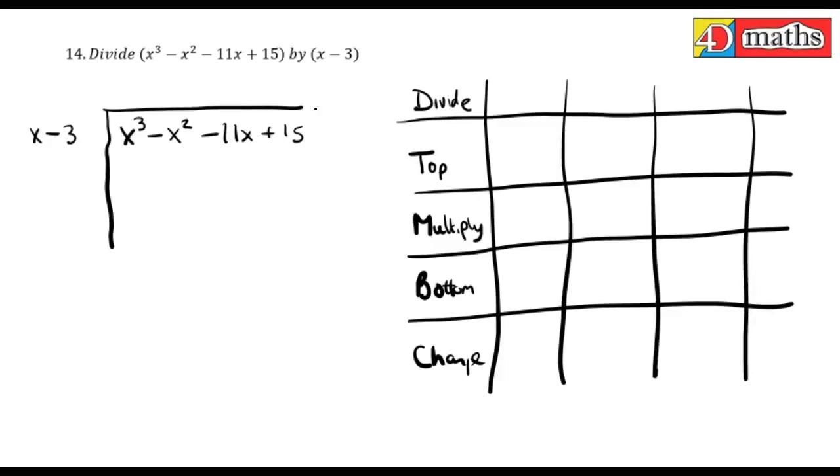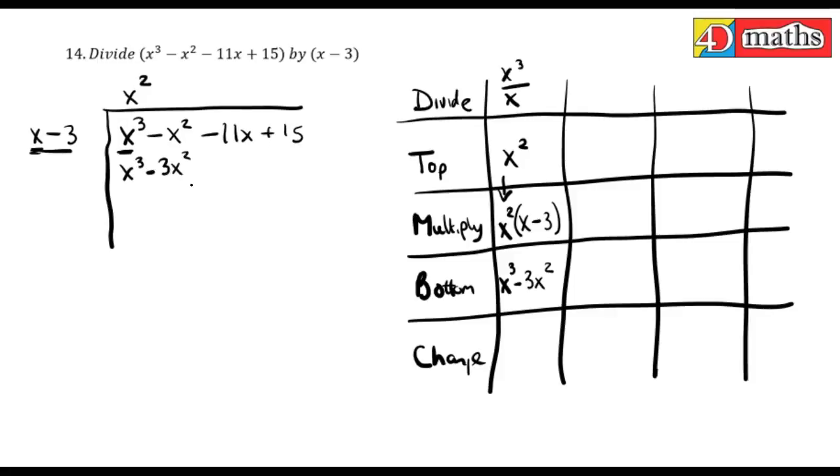So we're going to look at dividing. So what do you divide? Well, you divide the x into the x cubed. So x cubed is divided by x. And what's the answer to that? Well, that's x squared. Where does it go? It goes up on top. You draw an arrow to indicate I'm bringing down the x squared. You're going to multiply it by x minus 3. You get x cubed minus 3x squared. It goes in on the bottom.